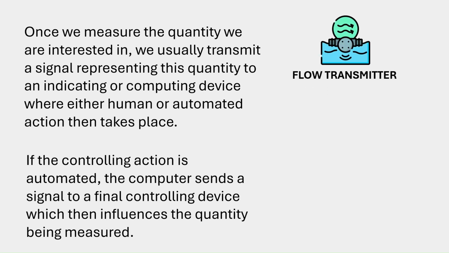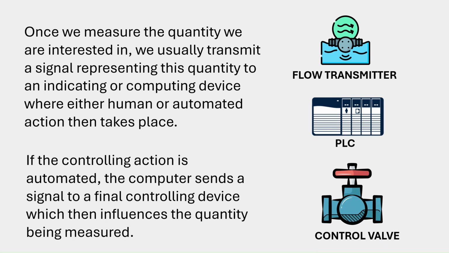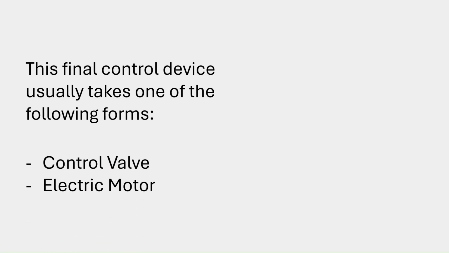Now, if you look, you see a flow transmitter. This flow transmitter senses the flow rate and then sends the signal to the PLC. The PLC then decides what to do, and then it sends a signal to the control valve to either shut it down or open it fully. So these final control devices usually take one of several forms, but we're going to be focusing on two, which are the control valve and the electric motor.